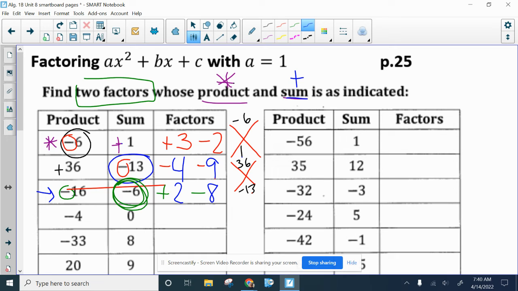All right, let's look at number 4 together. My product is negative 4. My sum is 0. A product of negative 4 means one's positive and one's negative. My sum of 0 basically means my numbers need to zero each other out. So what do I multiply by itself to get 4? 2. So positive 2 and negative 2.